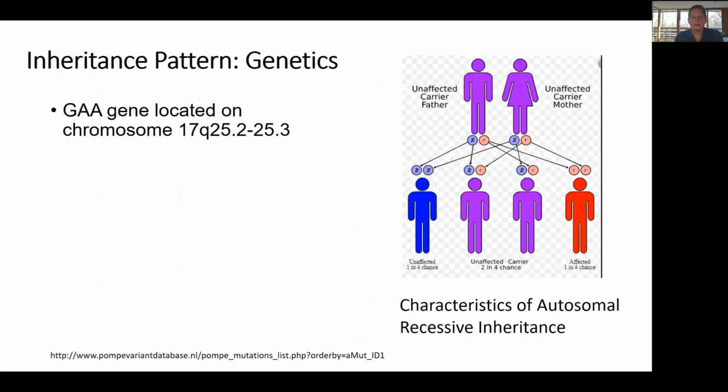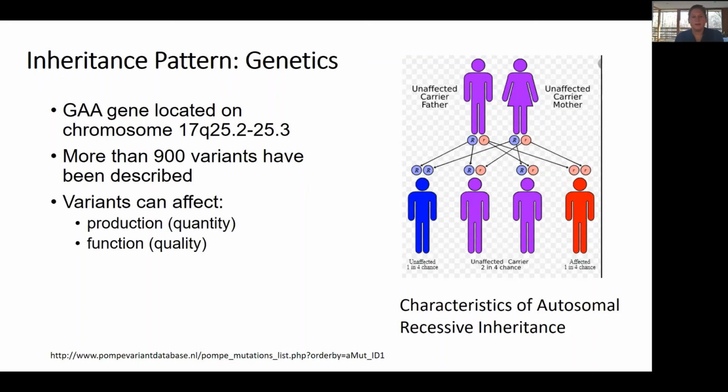Pompe is inherited in a recessive manner, meaning that each person has 2 variants within the gene that reduce the enzyme activity and therefore cause the disease. The GAA gene is located on chromosome 17. There's more than 900 variants or changes that have been described in the gene. And variants really can affect either the production, so the quantity of the enzyme, or the function, the quality.